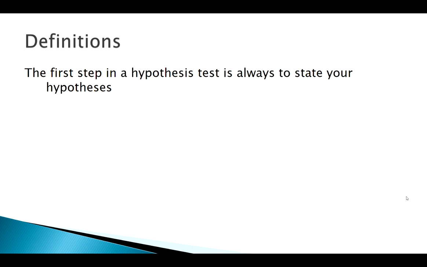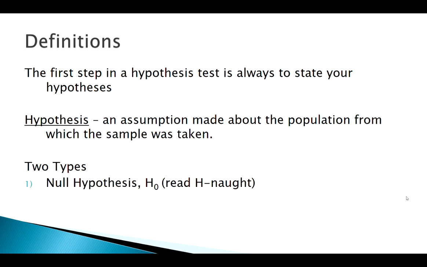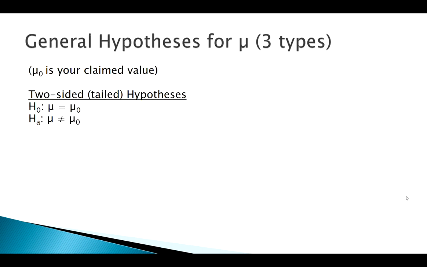Okay, so let's start at step one. And notice it said hypotheses, plural. We know what a hypothesis is. In a statistical hypothesis test, there are two hypotheses. There's your null hypothesis, denoted as H0, and there's your alternative hypothesis, denoted as HA.